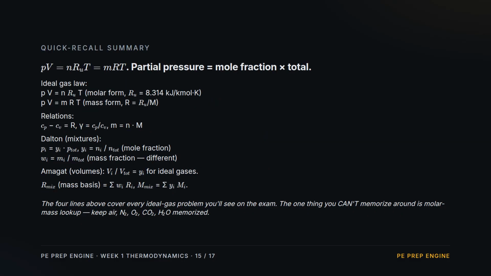Quick recall summary. The ideal gas law in 2 forms. Molar with the universal constant. Mass with the specific constant. Mayer, Cp minus Cv equals R. Gamma is Cp over Cv. Dalton, partial pressure equals mole fraction times total pressure. Mass fraction differs, so convert through moles. Amagat, for ideal gases, volume fraction equals mole fraction. R mix is the mass-weighted sum of species Rs.